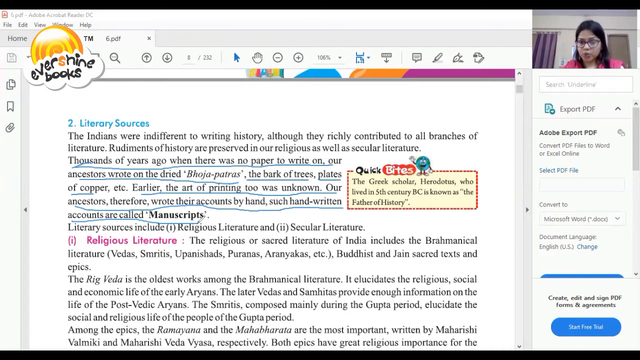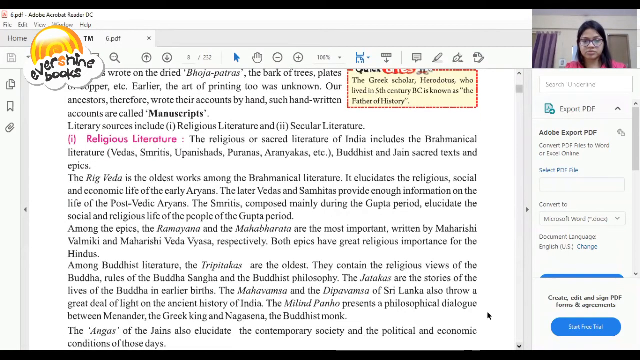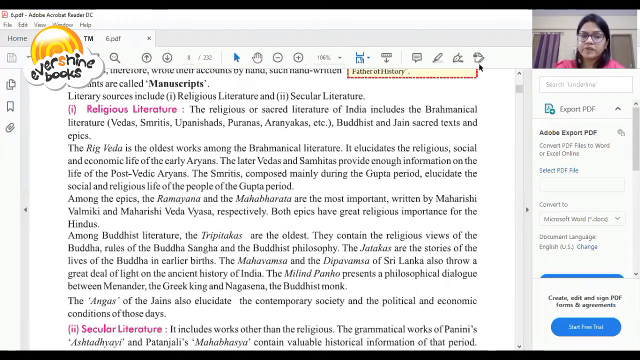Literary sources include two types of literature. Number one, religious. Number two, secular literature. So, dear student, let's understand the religious literature. What is religious literature? So, very first, what is the religious literature? Dear student, I am highlighting it because it is a very important part of this chapter.